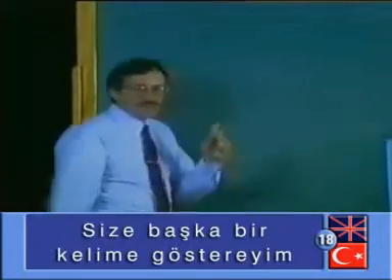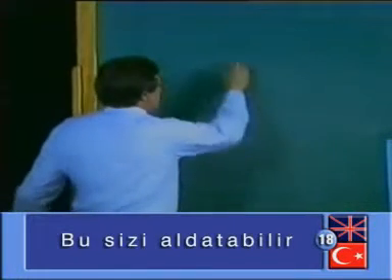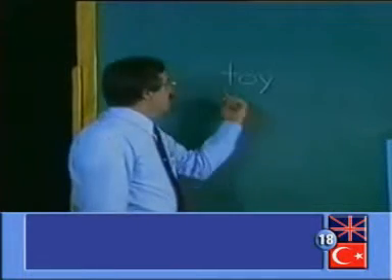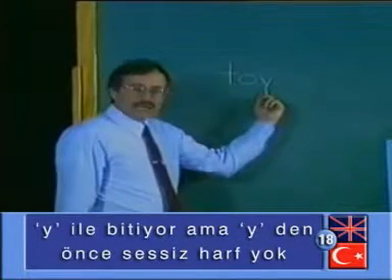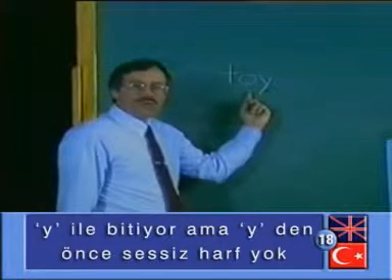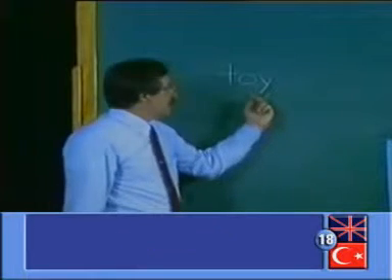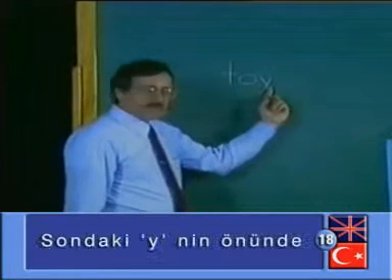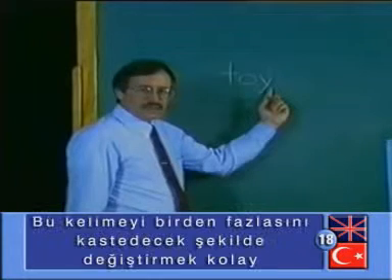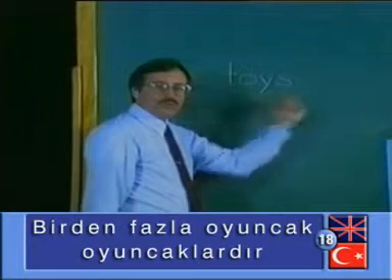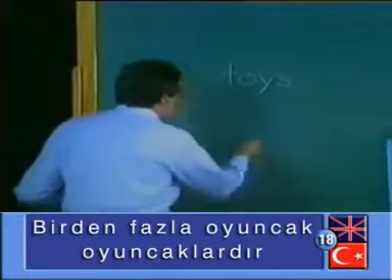Let me show you another word. This may fool you. Toy. It ends in Y, but there isn't a consonant before the Y. This is a vowel. Remember the vowels? A, E, I, O, U. O is a vowel in front of the final Y. When we change this word to mean more than one, it's easy. We just add S. Toys. One toy, more than one toy is toys.